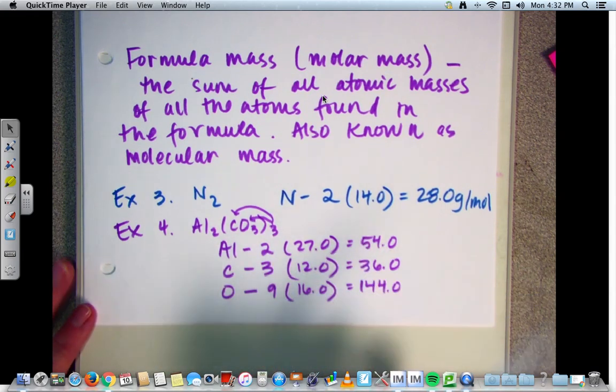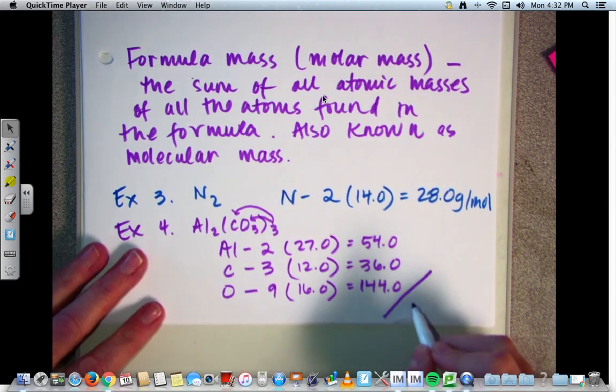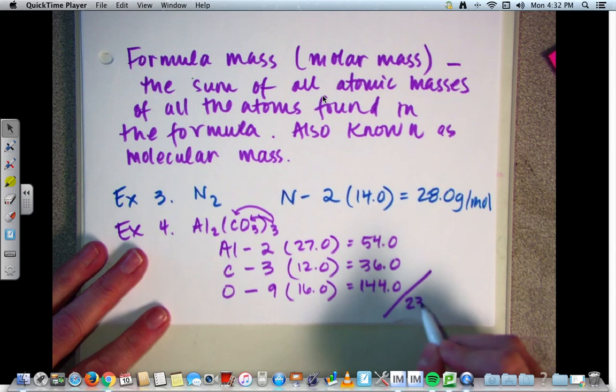We now need to add these all together. So 54 plus 36 plus 144. Use your calculator, add those all together. And it gives you 234.0 grams per mole.